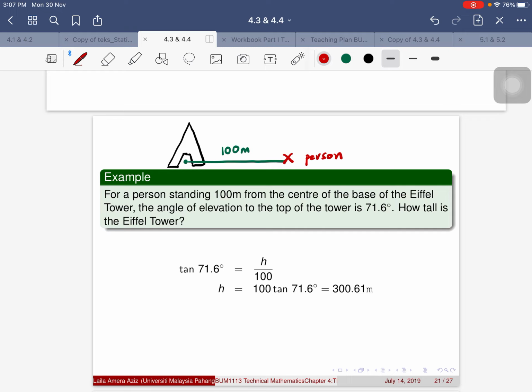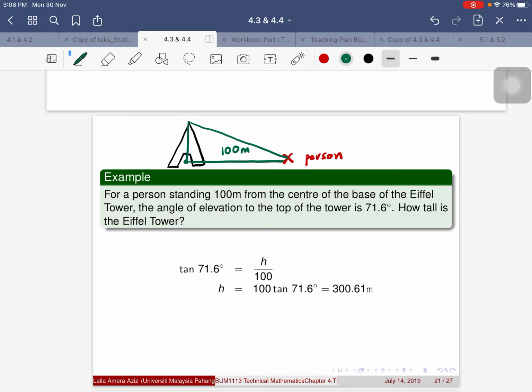It says the angle, okay, the angle of elevation. In Malay, angle of elevation is known as sudut dongak. It means that the person is looking up. When you look up, automatically your eyes are going to be leveled above, and your chin is going to be up as well. So angle of elevation is sudut dongak. You are looking up. This is what happens. So the person is looking up here.